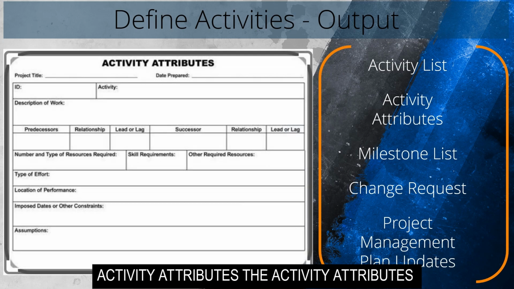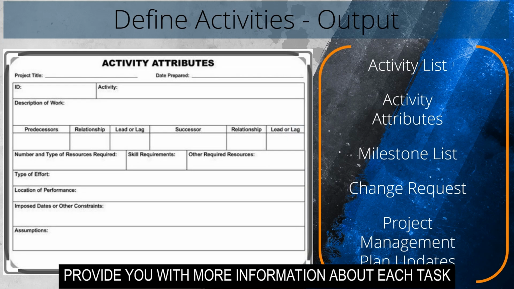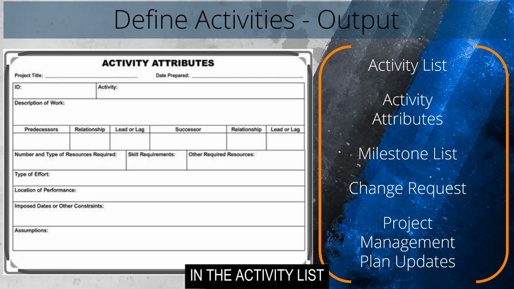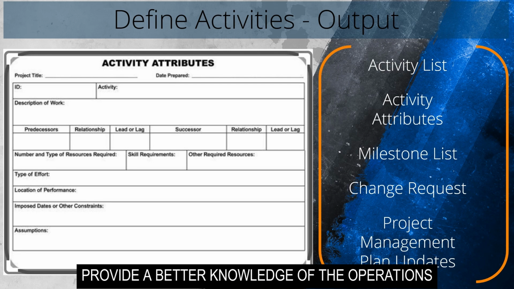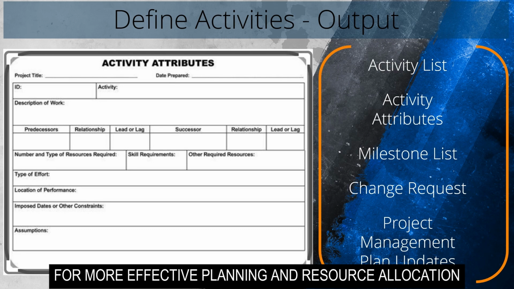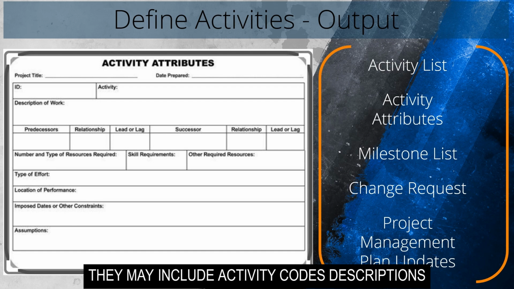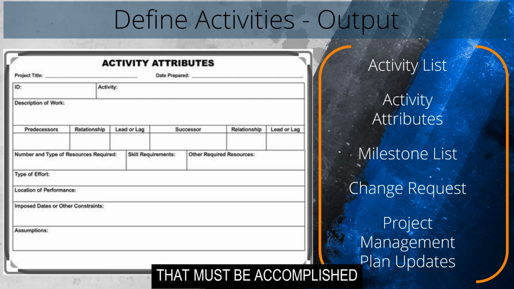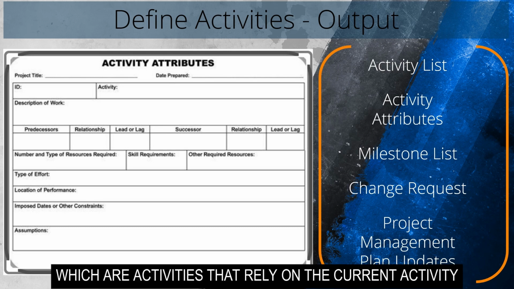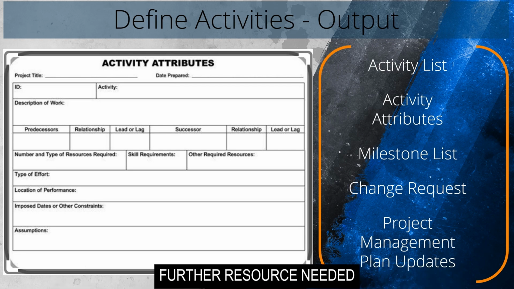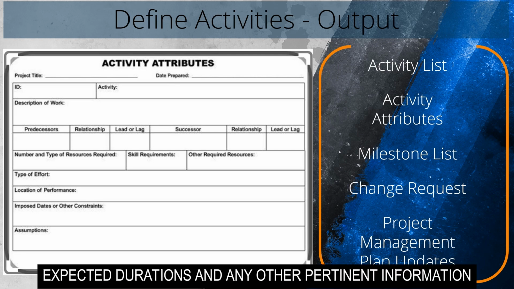Activity attributes. The activity attributes provide you with more information about each task in the activity list. These characteristics provide a better knowledge of the operations, allowing for more effective planning and resource allocation. They may include activity codes, descriptions, predecessors, activities that must be accomplished prior to the present activity. Then the successors, which are activities that rely on the current activity. Further, resources needed, expected durations, and any other pertinent information.